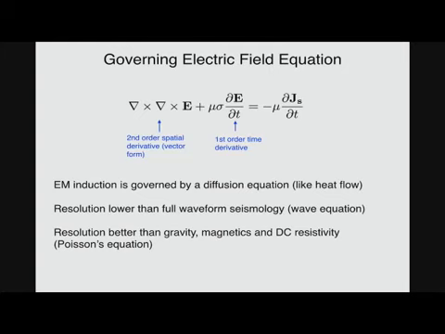It's kind of like how heat flow in the Earth is a diffusive process. What that means in terms of the resolution is that it's not a wave equation method like seismology, or in particular full waveform seismology. So we don't have as high a resolution as you would get from a full waveform seismic method, but the resolution is much better than gravity and magnetics or DC resistivity, because those methods are governed by Poisson's equation, where you would have no time derivative here. That would just be equal to 0. Having this first order time derivative helps with the resolution of EM methods.